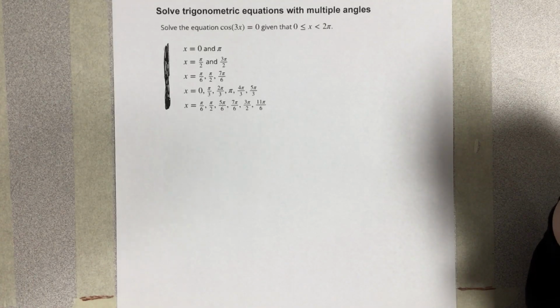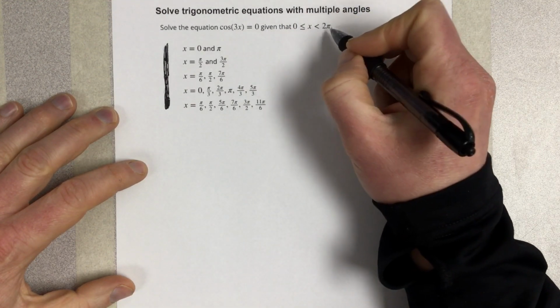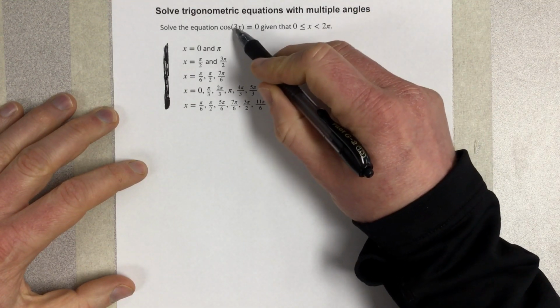In this video, we're going to solve trigonometric equations with multiple angles. It says solve the equation cosine 3x equals 0, given that 0 is less than or equal to x less than 2 pi. So first thing I want to notice is that x has to be between 0 and 2 pi, but that I have 3x for my angle.